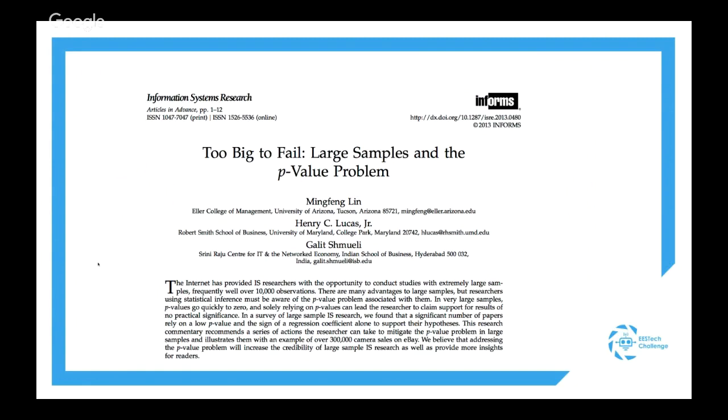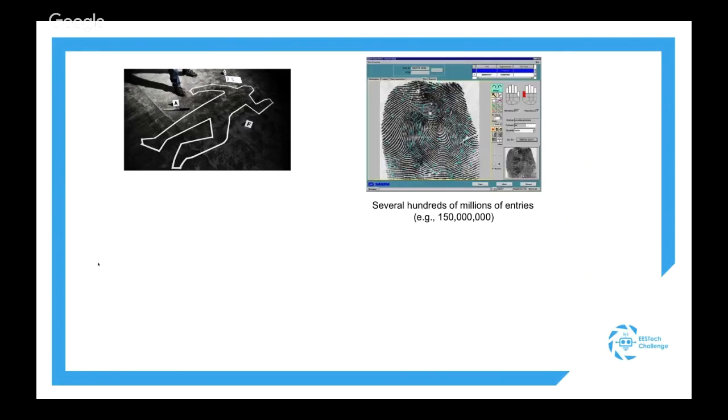So in order to see this and understand why this is a problem, let's see an example from the criminal justice system. Let's assume that you are doing a murder investigation, and at the crime scene, you found a fingerprint. Typically, what the authorities do is take this fingerprint and pass it through a database with several hundred million entries. For example, let's say 150 million fingerprints, and you're trying to see whether this fingerprint is in the database, and hence you can identify who it belongs to.